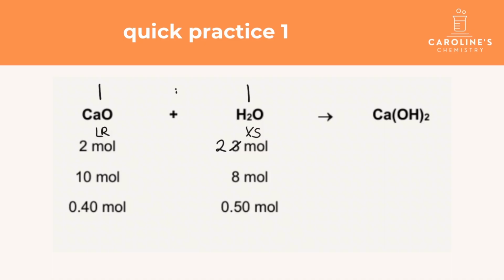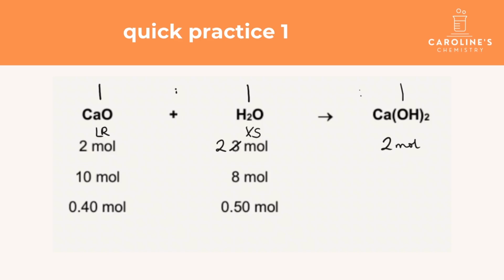Now, here's your key bit. You're now going to use the moles of the limiting reagent to work out the moles of the product. If we look at this product, there's no number in front of it, so therefore it fits into the ratio as 1 as well. So the moles of calcium oxide were 2. This is a 1:1 ratio, so that means 2 moles of the calcium hydroxide is made.